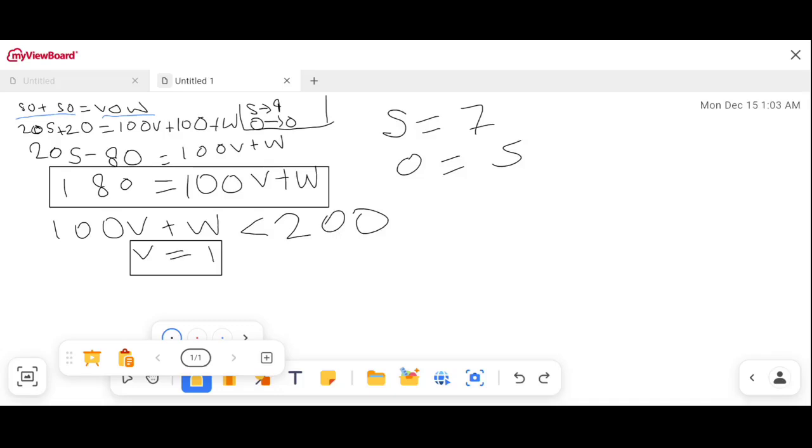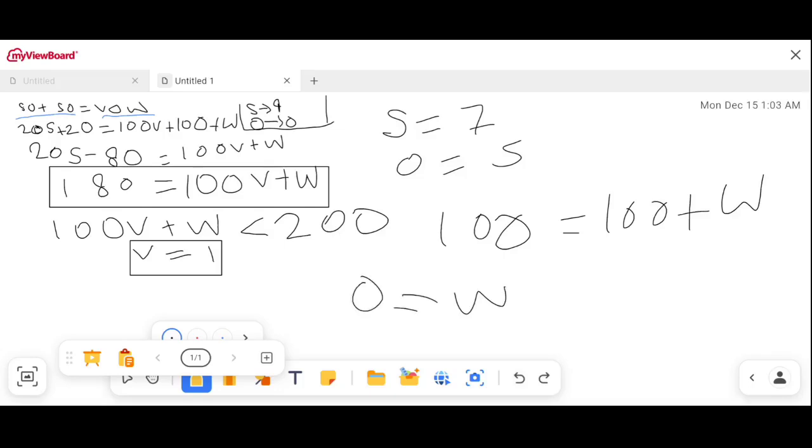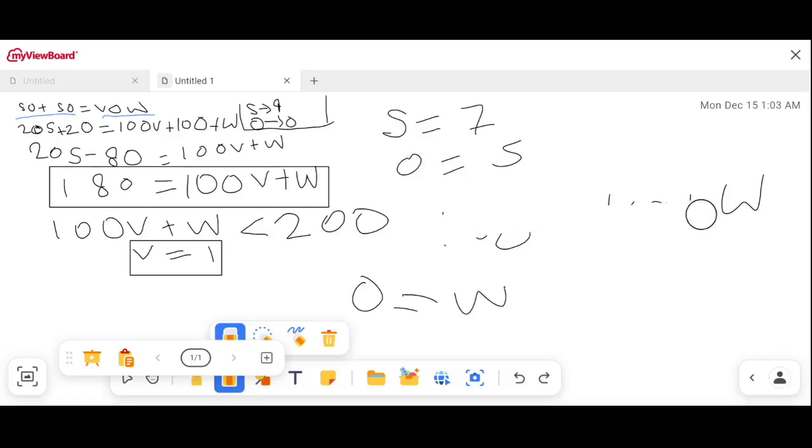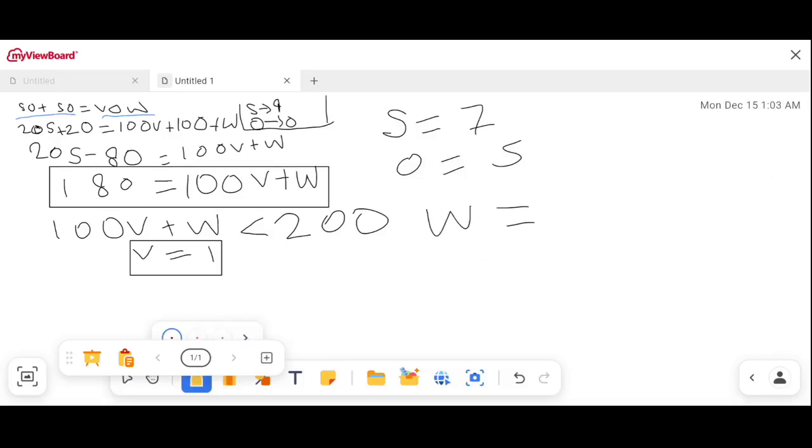Wait, so this side will become 27, 140 minus, so 100 equals 100 plus W, and now W would be 0, right? W would be 0 after S equals 7 and O equals 5. So we got W equals 0. I will write it here only.